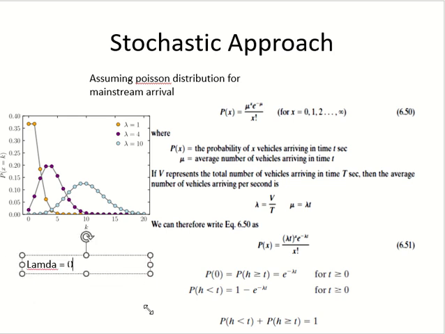So lambda is 0.1. I am finding out the probability for h to be less than 8. In this equation, t will be 8, which gives 0.45. So what is the probability that the headway between two vehicles will be less than 8 seconds? 55%. Any two vehicles in this hour.